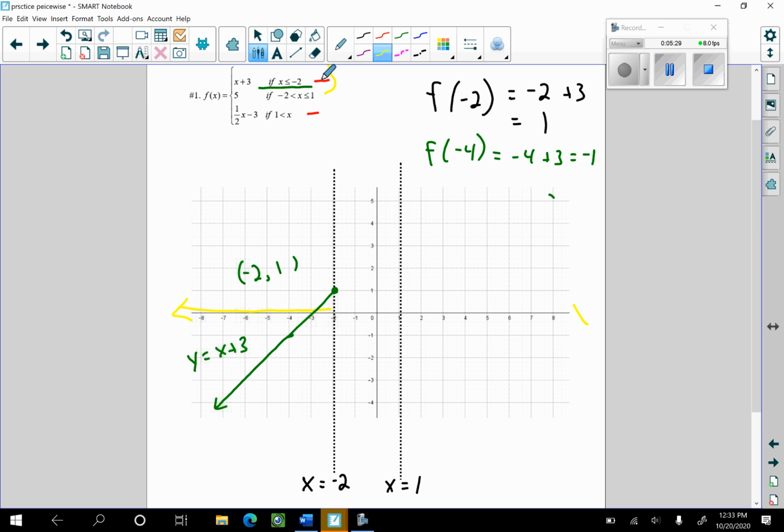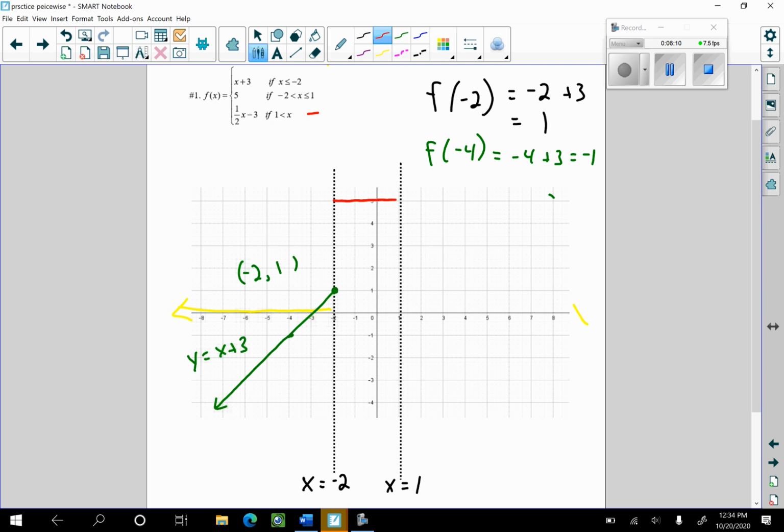Okay? Now I'm going to graph the middle piece of the piecewise function. Mr. Colson, what is the middle piece of the piecewise function? I have the top, middle, and bottom. What's the middle piece? 5, correct? The middle piece is 5. So now I'm going to graph y equals 5. What is y equals 5? That's a constant function, and I'm going to graph that one in red.